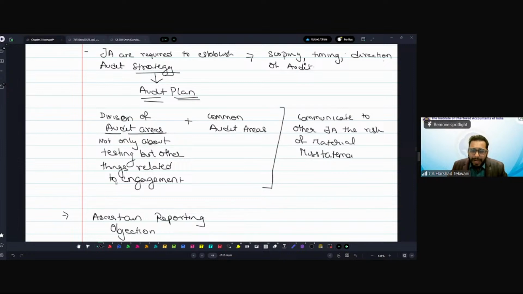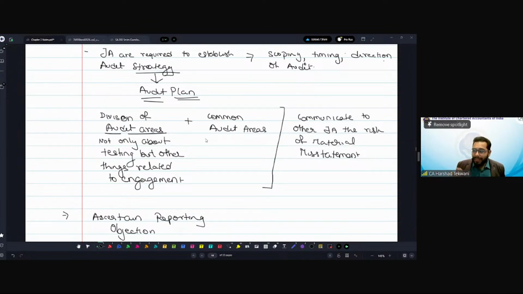And when I say risk of material misstatement, that includes my fraud risk or any item that is classified as a significant risk, whether it pertains to the overall financial statement or some other area, which is at the financial statement level. Clear? Any doubt? Any doubt till now? No? Okay.